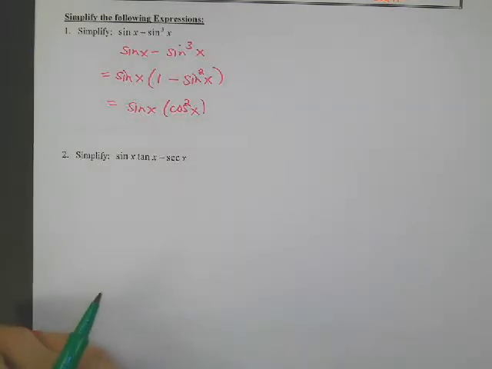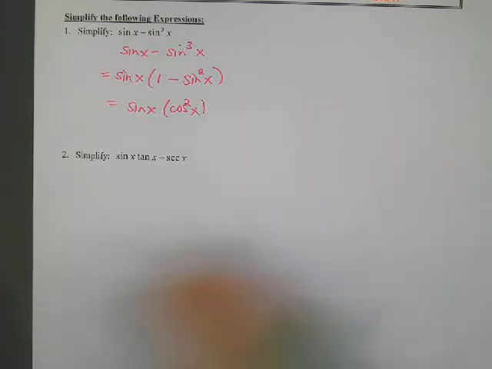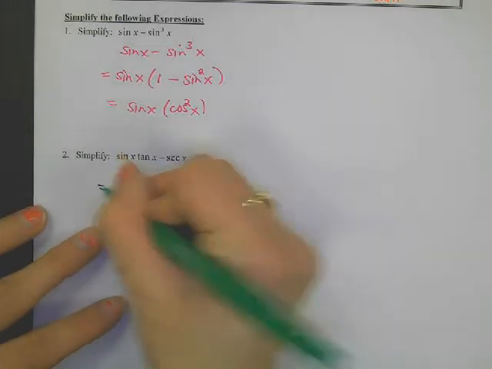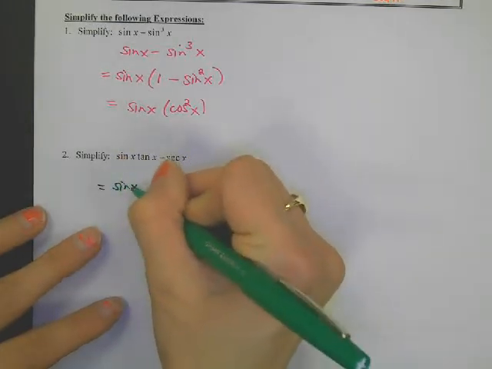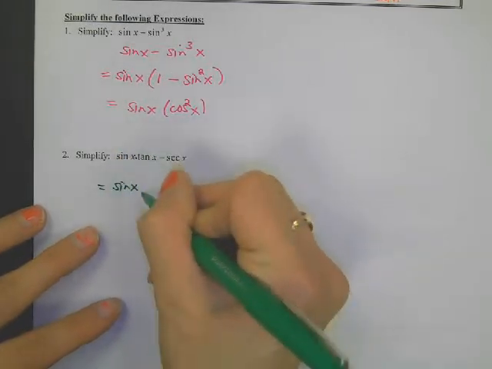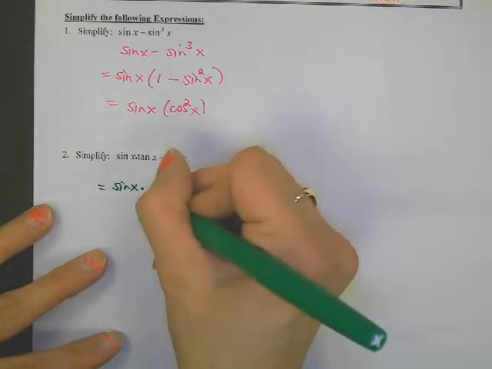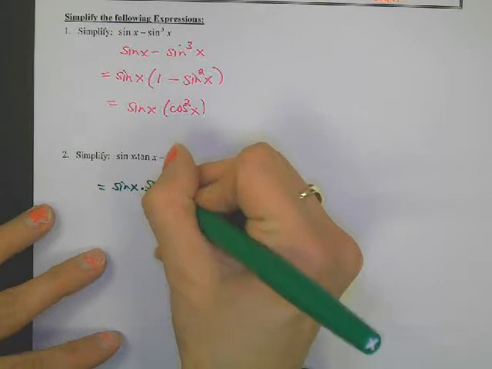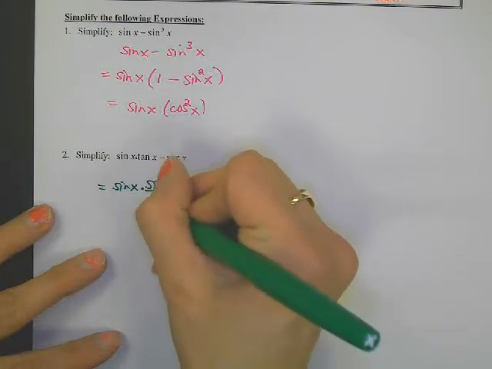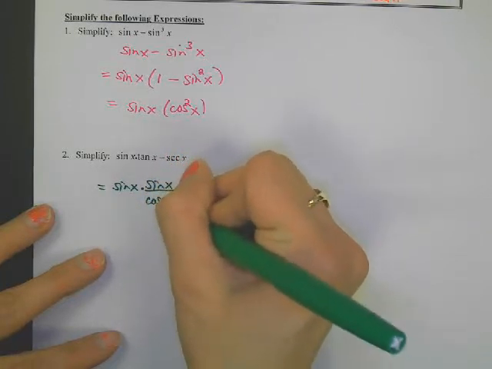Maybe we should change all of them. Maybe we should use the technique where we change everyone into sine and cosine. Okay, let's do that. So I've got sine of x times tangent. But instead of tangent, let's write sine of x over cosine of x.